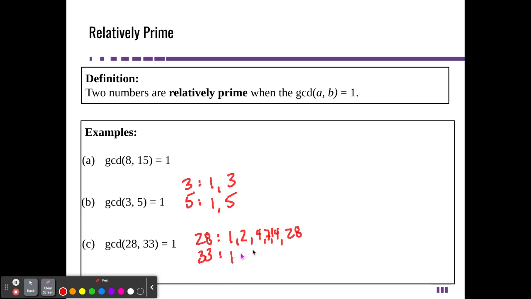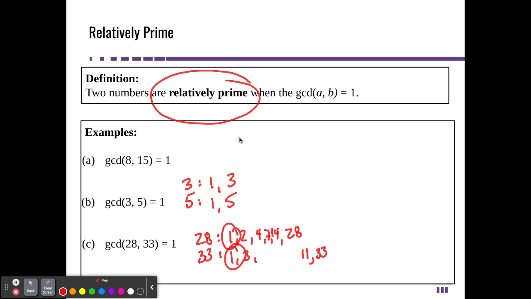So now we do 33. We get 1 and 33. 2 doesn't go, so we get 3 and 11. 4 doesn't go, 5, 6, 7, 8, 9, 10 don't go. We're back at 11. So once again, our GCD of these two is 1. So that is relatively prime.